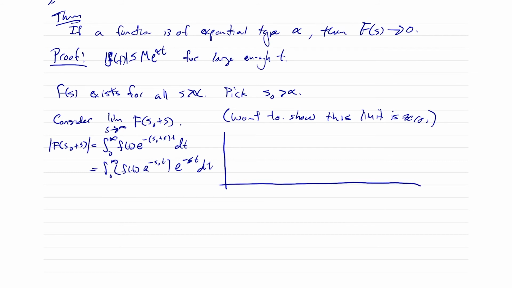And what we can do actually is just go ahead and use our triangle inequality and move the absolute values on the inside here. And then since exponentials are positive, the only thing that needs to be hit is f of t, and we can use the fact that it's of exponential order to replace it like this. So we get m times the integral from 0 to infinity of e to the alpha t times e to the minus s naught t times e to the minus st dt.